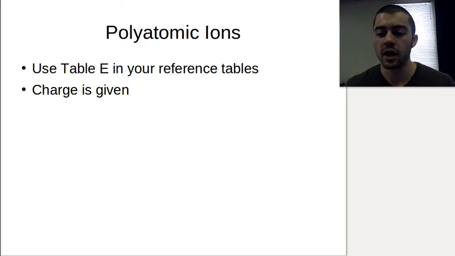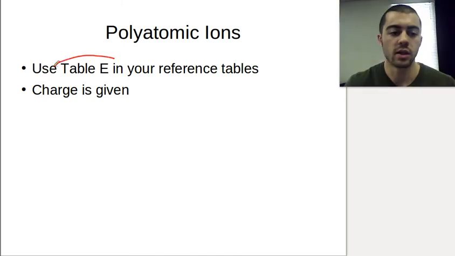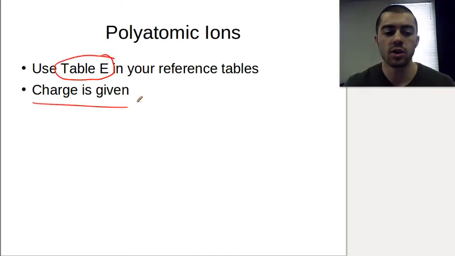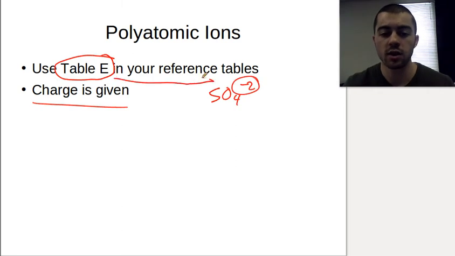For polyatomic ions, remember those are in table E in your reference table. The charge is given to you there. So if we have, let's say, sulfate, sulfate is SO4 with a charge of -2. This charge is given to you straight off table E, so you don't even have to know any of the charges for these polyatomic ions. So again, for polyatomic ions, just look at table E.